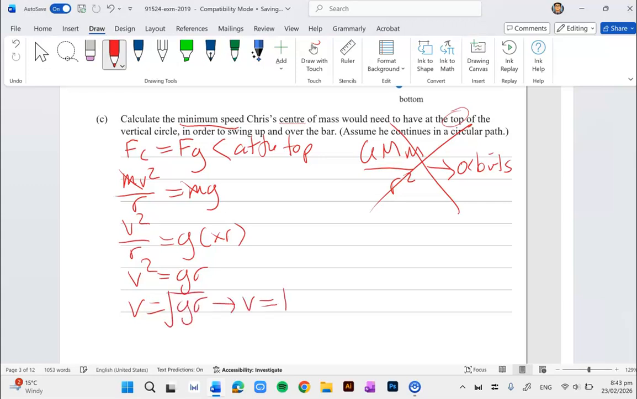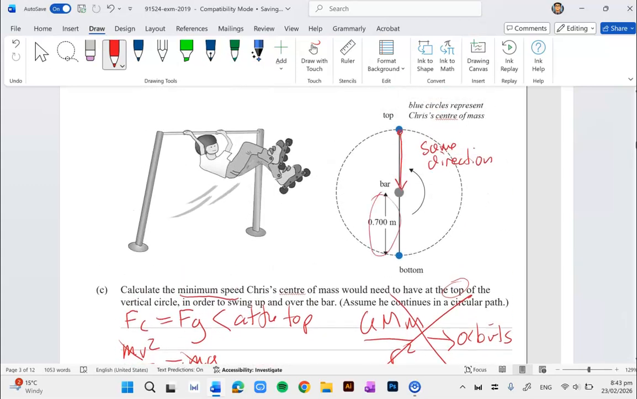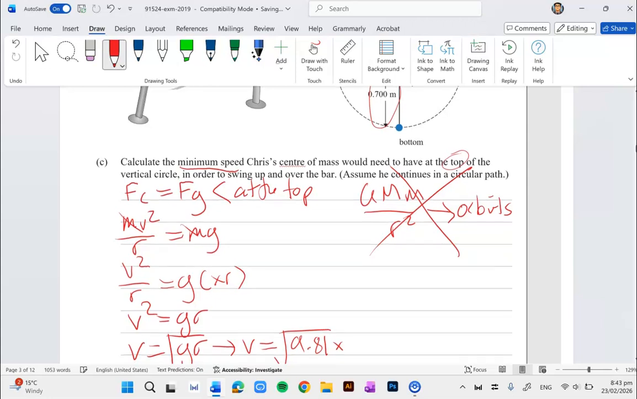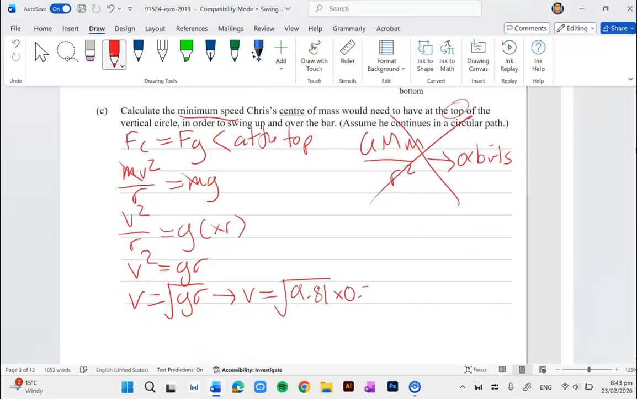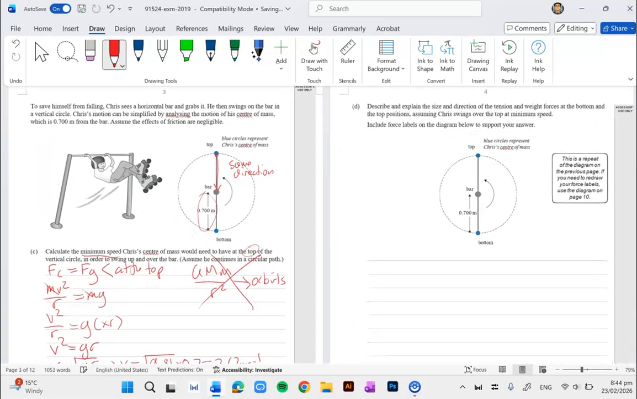So velocity equals the square root of g, which is on your formula sheet. It's 9.81 times the radius, which they would have given us. Yep, that's right here, 0.7 meters, and it's in the correct unit for us already. And that is going to equal 2.62 meters per second. So that's a very easy merit question.